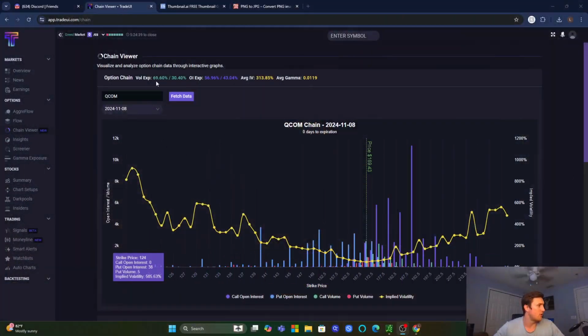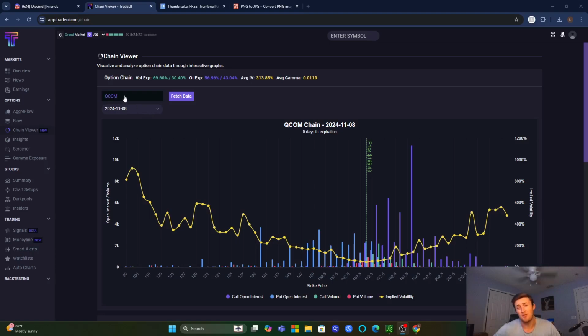Well, if I go over to our option flow chain viewer right here for TradeUI, click that link in the description below, it'll take you to the TradeUI site, and then go to options and go to chain viewer. You can search by ticker and determine what's a good stock to hold based on the data. So I'm going to look at QCOM.